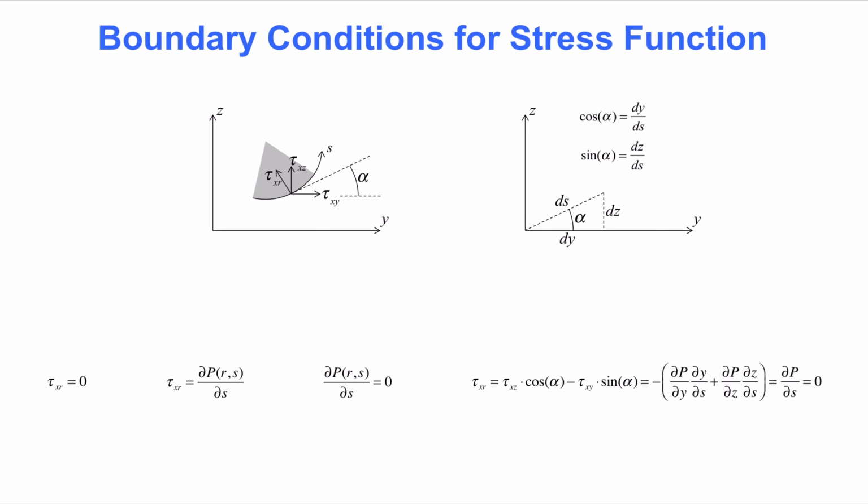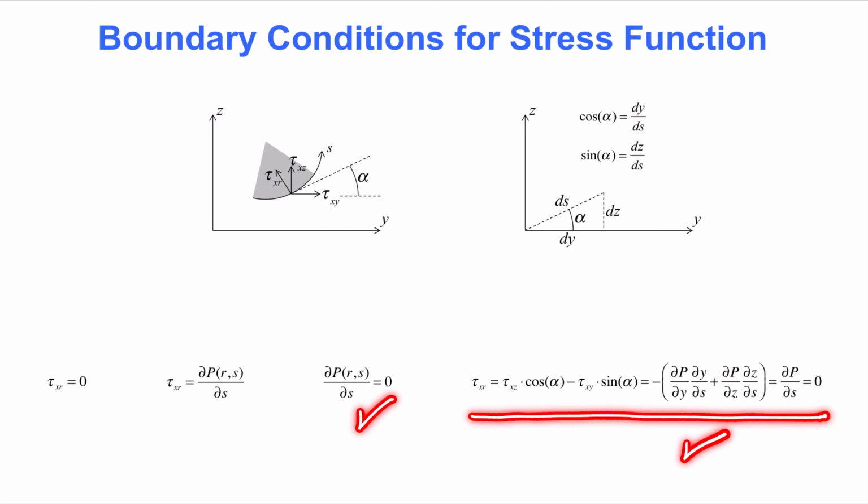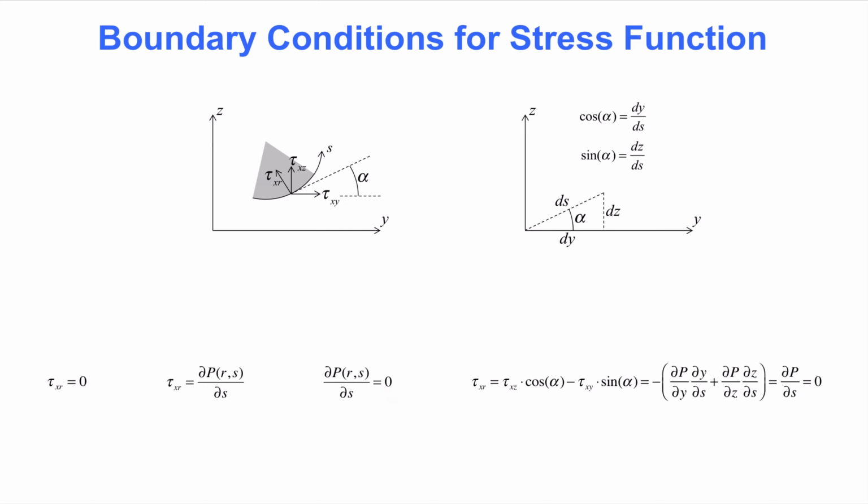Another way of deriving the same result is to use decomposition of the shear stresses tau xy and tau xz. That is done in the rightmost equation. In short, the derivative of the stress function must be zero along the edge of the cross-section, which implies that the stress function must be constant along that edge. For convenience and without loss of generality, this constant is set equal to zero.